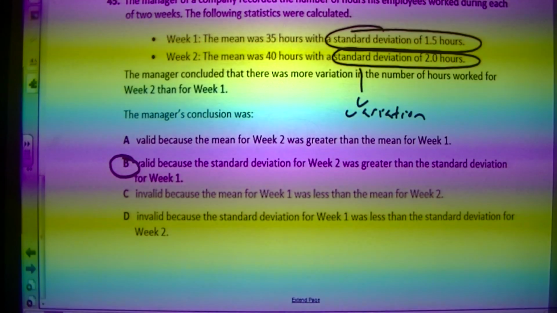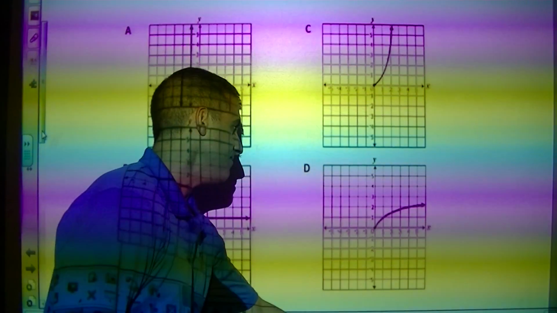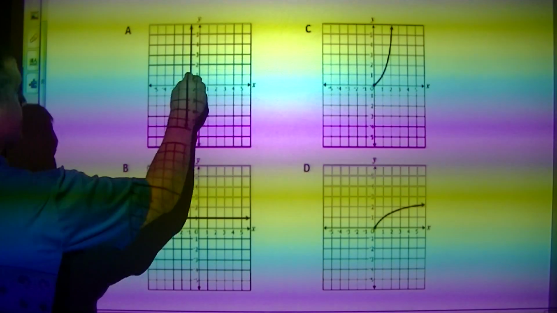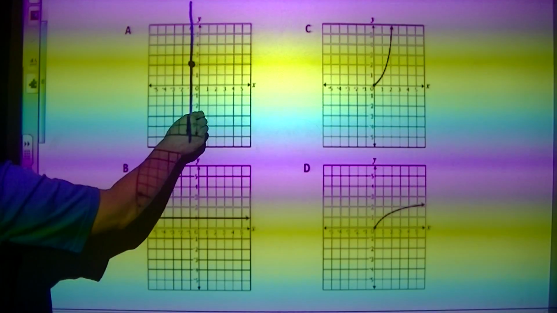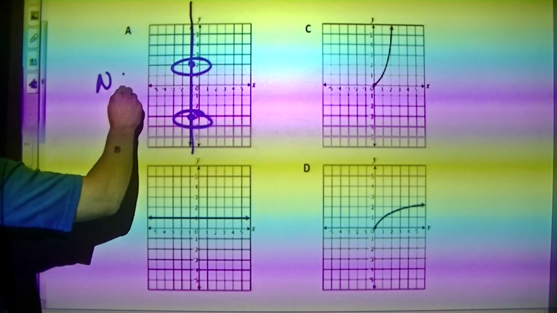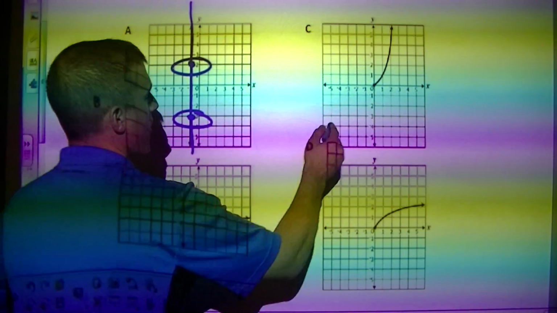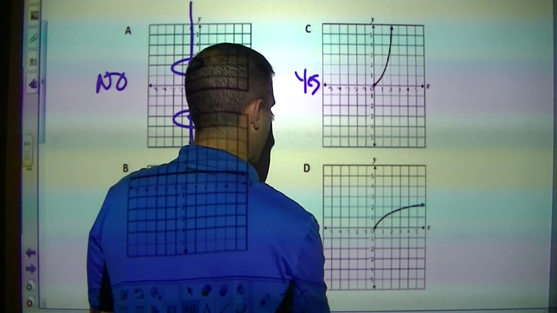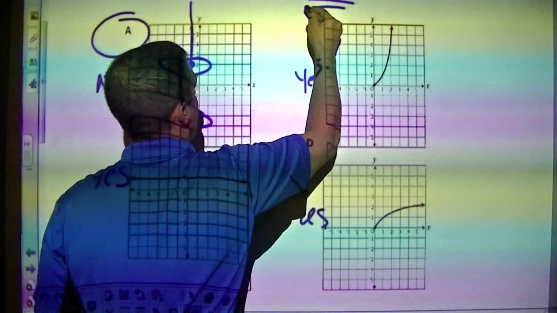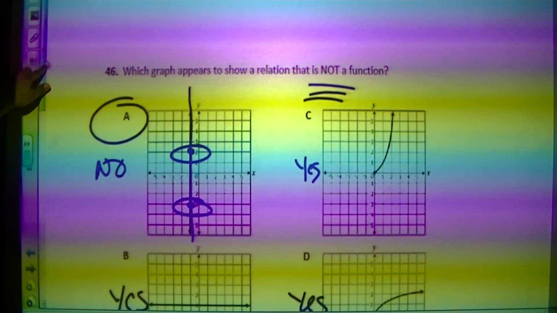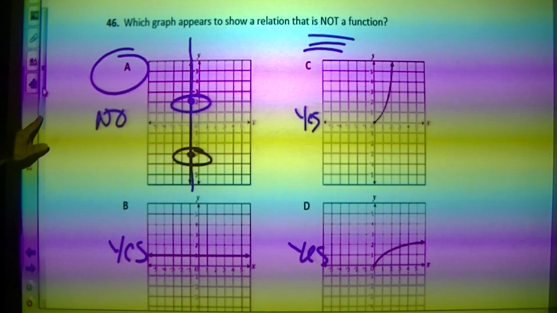All right, going on. 46, which graph appears to be not a function? Once again, if the x's repeat, or there's something called the vertical line test, that if it passes through 2 points, then it's going to be no. All right, so that's going to be no. This would be yes. This would be yes. And this would be yes. So, since it was not a function, since it passes through more than once, that answer is going to be no.